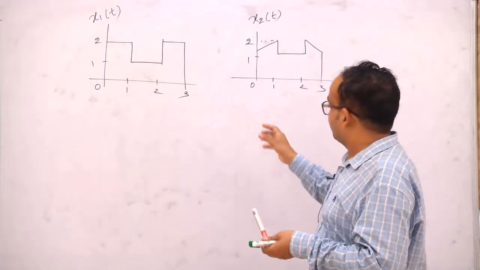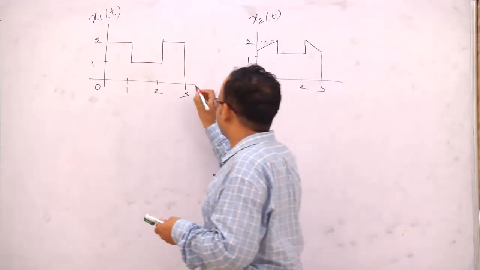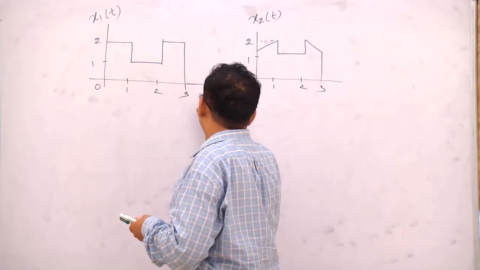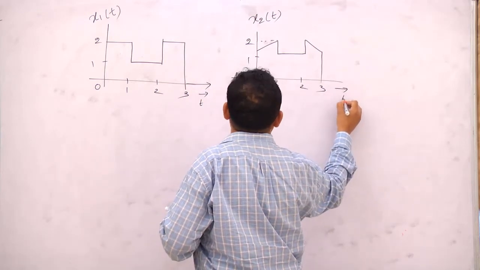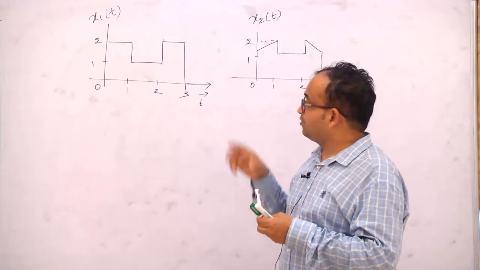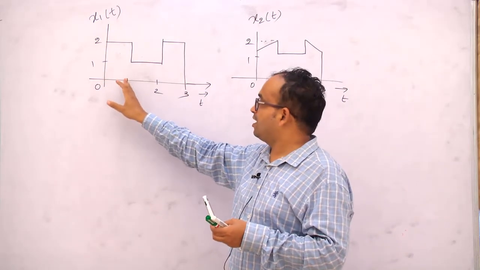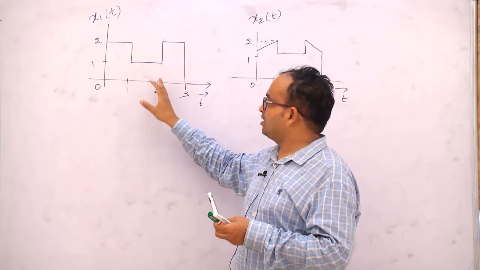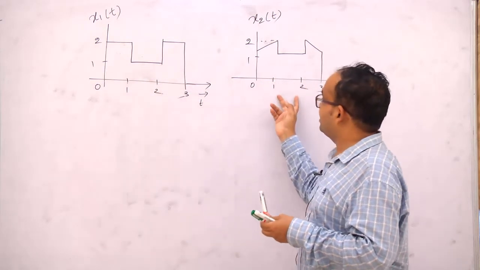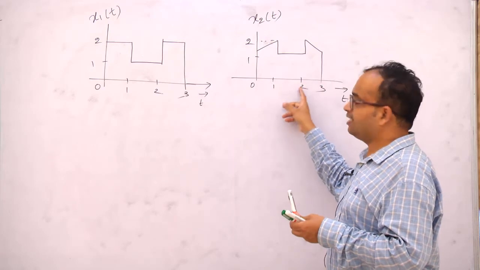So you will draw. There are three units in time. This is the time axis. So now what happens? There are three units of time. One is from 0 to 1. The next is from 1 to 2. And the last one is 2 to 3. Same thing is also present here: 0 to 1, 1 to 2, and 2 to 3.